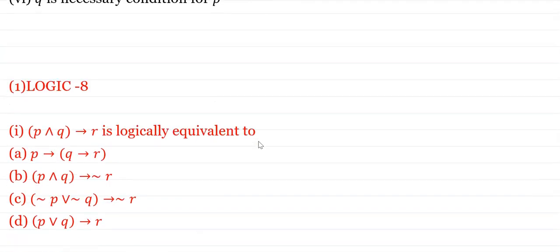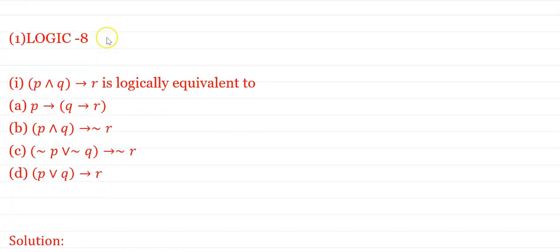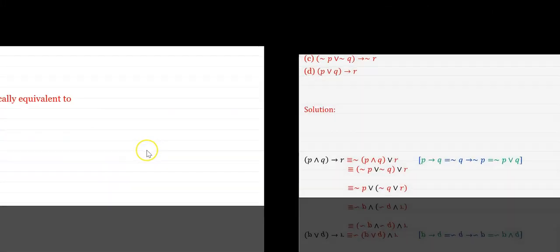Now we will start the first chapter, Logic. This chapter is for a total of 8 marks. Now we will start the first question. P and Q implies R is logically equivalent to, these are the options. Now we'll solve this.